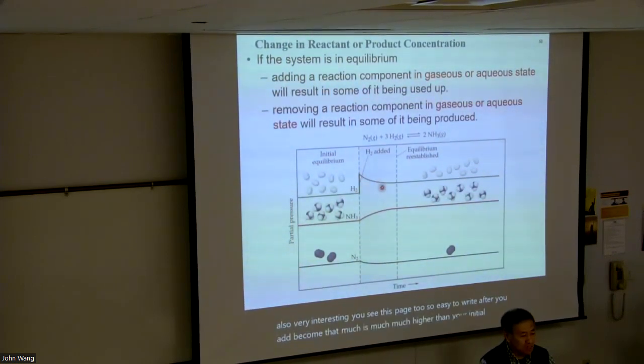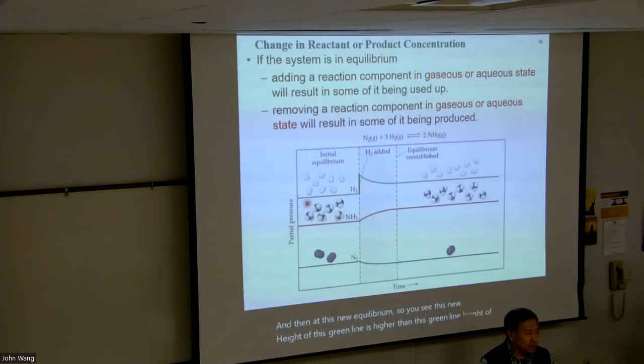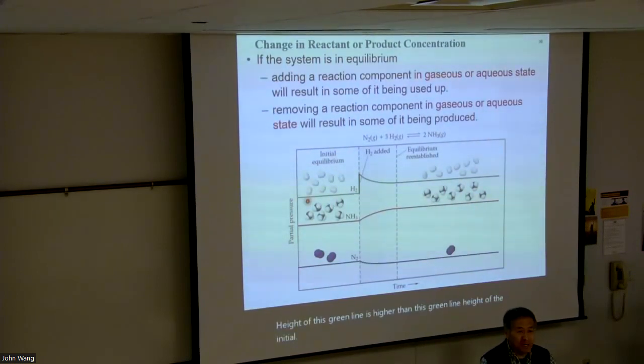Then you use speed regularly, then become a level out, right? And then as you use new producer, you see the new height of this green line, higher than this green line height of the year. And you put like a puzzle on here. If there are in your resume shifting from your left to your right, that is in this case.